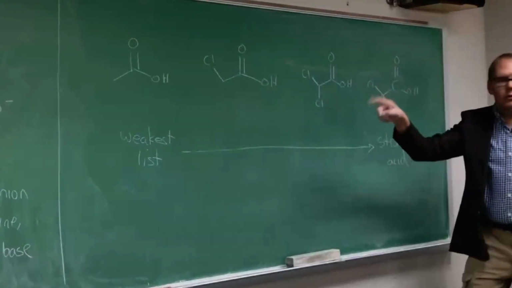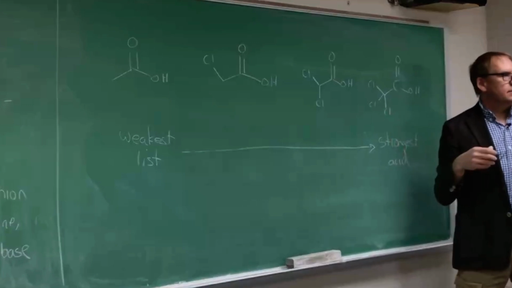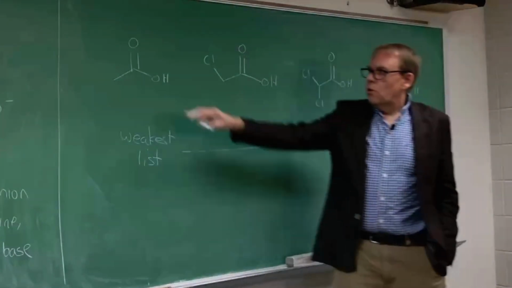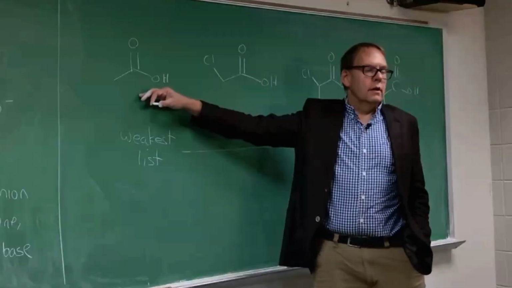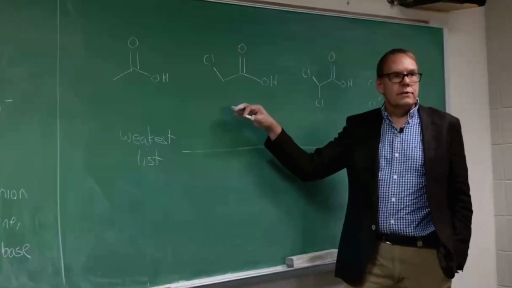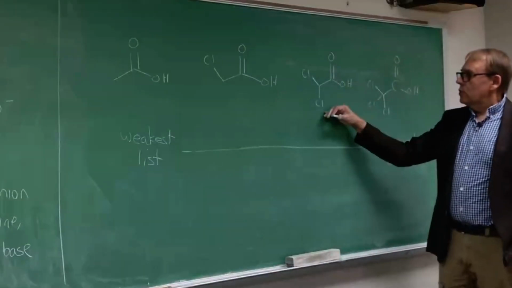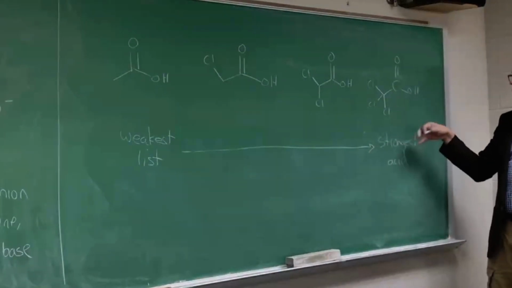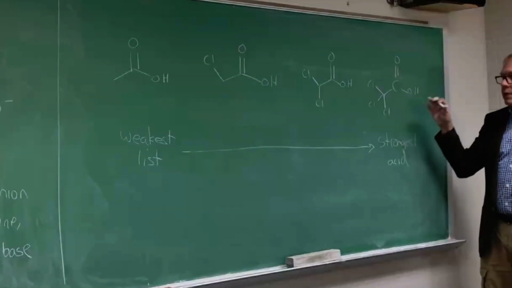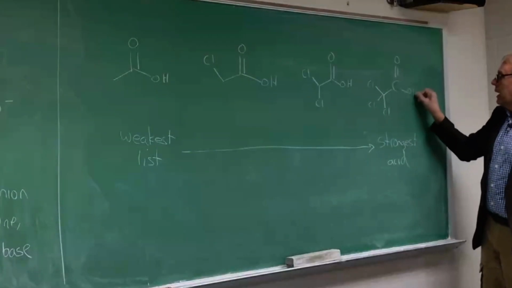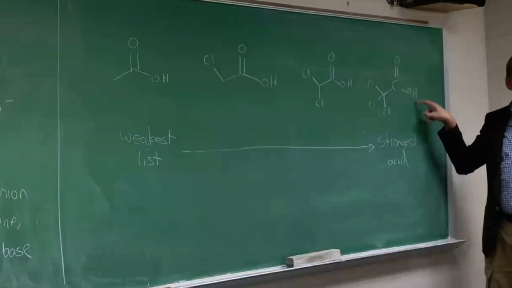And it increases going left to right. And it's because of this inductive withdrawal of chlorine. No chlorines, you get no withdrawal from the functional group. One chlorine withdraws a little bit of electron density, makes it a little bit more acidic. Two chlorines withdraws more, makes it more acidic. And trichloroacetic acid is really quite a strong acid because it's got three chlorines that are pulling electron density away and making that H more partially positive.